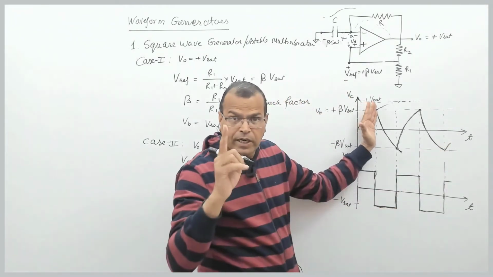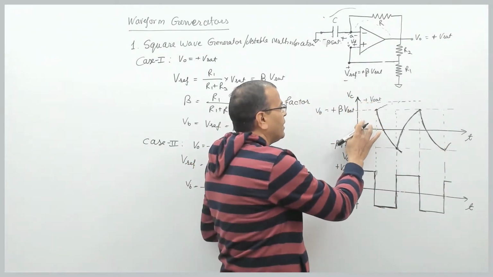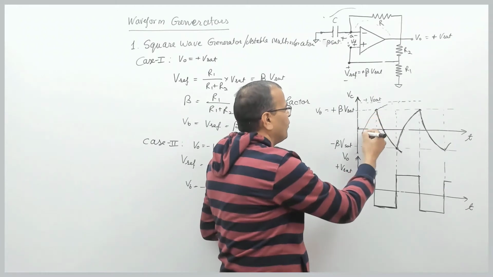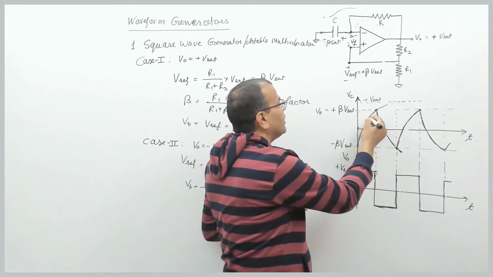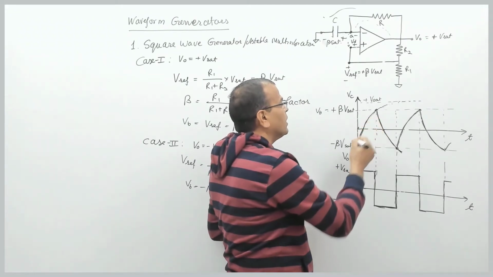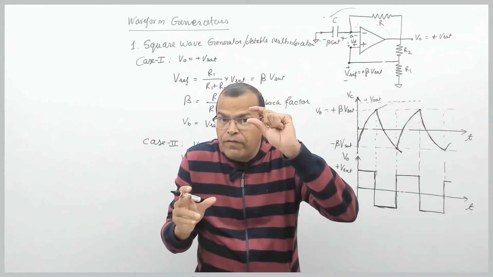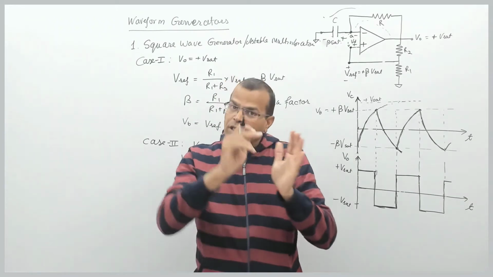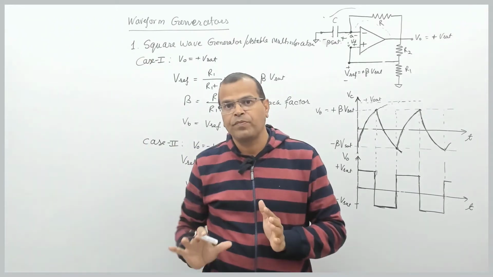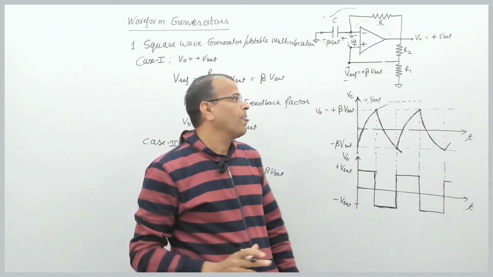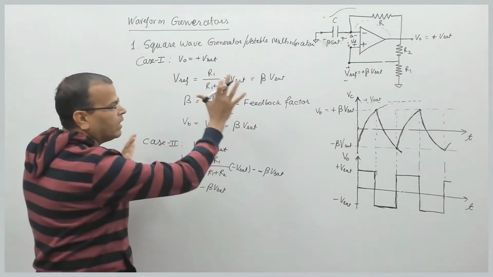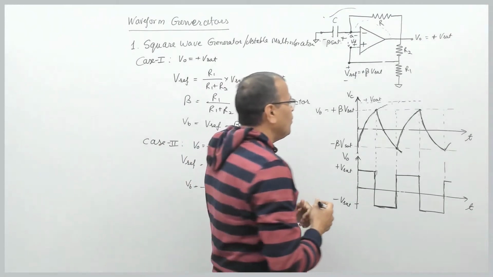So if you take steady state operation, I can draw this waveform from minus beta V set to plus beta V set. This is a steady state operation. Steady state operation means I am not considering the very first cycle, I am considering continuous steady state operation, right? So this will be your waveform, right? And that is your analysis. Now you see it carefully.